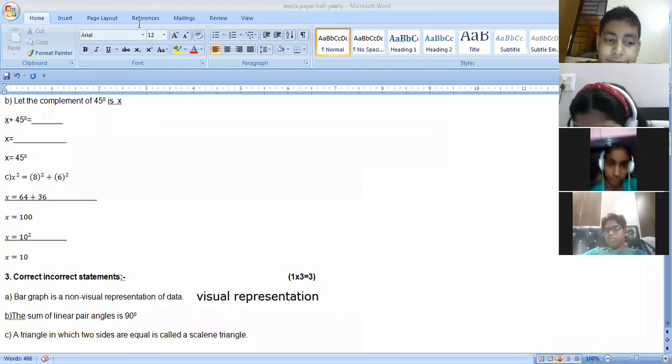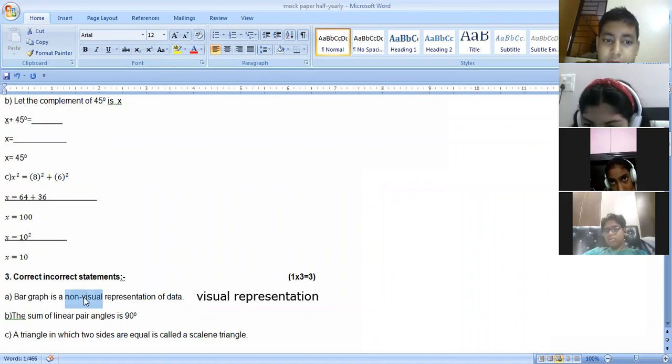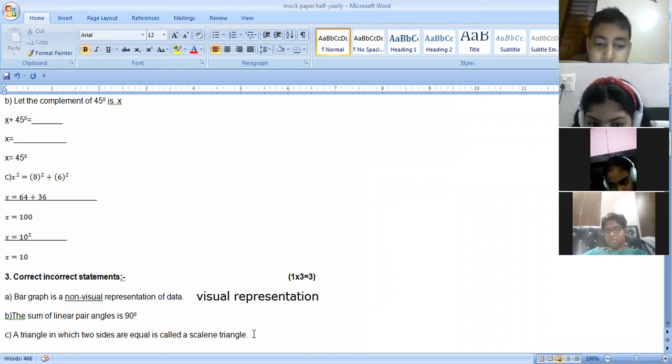Just a second. Non-visual, you are going to underline, okay, and you will be writing visual instead of that. In this way, you will be giving your answers during the examination time also. The part which you are getting corrected, underline that portion and write down the correct answer. In this question, correct and incorrect statements, you have to write down the question also. Did you get that?